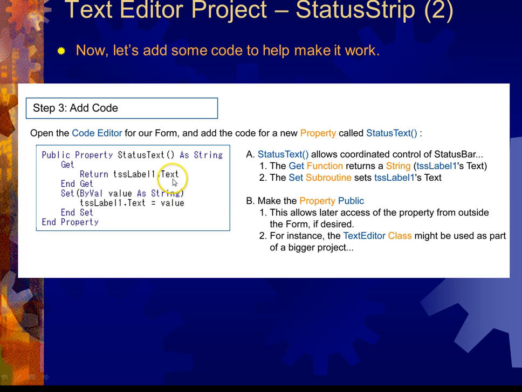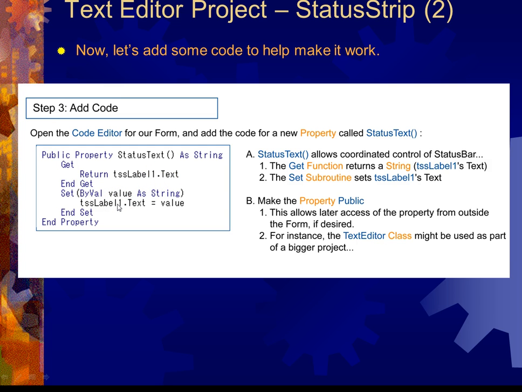Okay, so we're accessing that. And how about this also has a set. So if we change status text, what are we actually changing? Here, this is what we're actually changing. Okay? So, all right, basically this status text, I might call it a kind of a wrapper. What do I mean by wrapper? Have you ever seen wrapping paper? You put it around a present, right? You cover something with it, right? So this is a kind of a wrapper, kind of a covering for TSS label 1.txt.